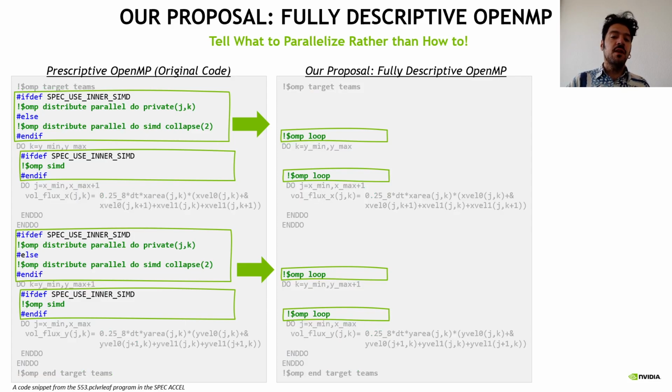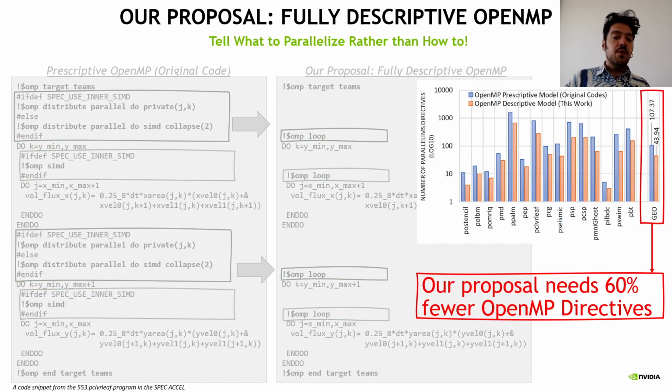I would also like to underline that for a programmer it is really easy to write the code using OMP loop. For example, in the code on screen we replaced all the OpenMP directives with OpenMP loop. Now let me show you how much this model simplified the entire SPEC ACCEL suite in the big picture. The figure shows the number of OpenMP directives in each benchmark in the suite. With our model, 60% fewer directives are needed. So now the programmer can go back and focus on their parallel algorithms and make them better.